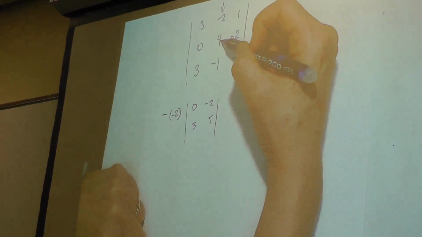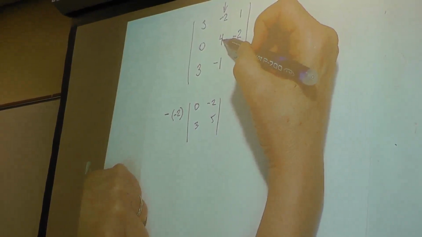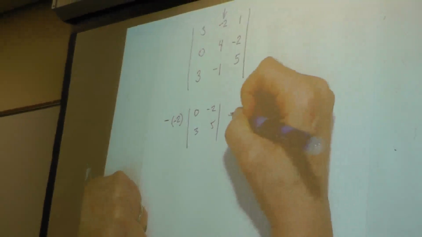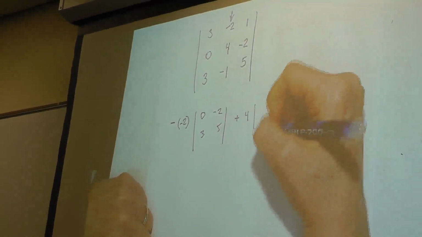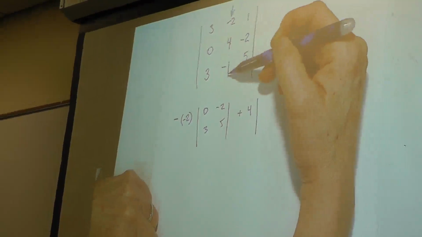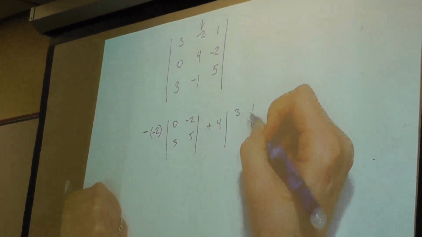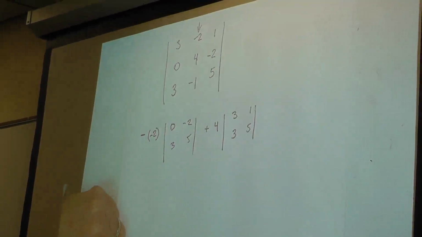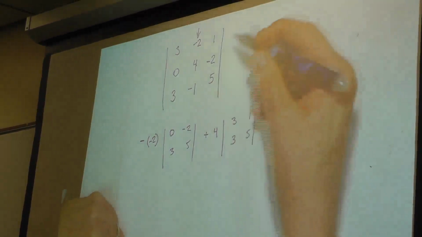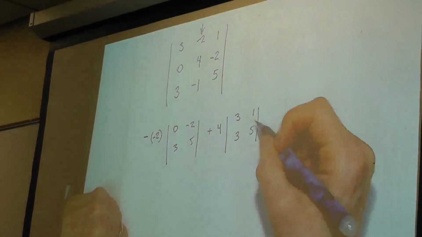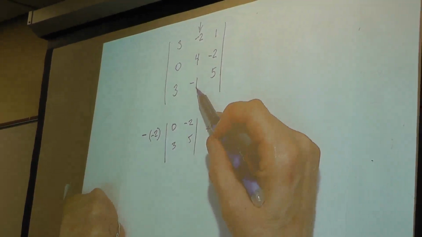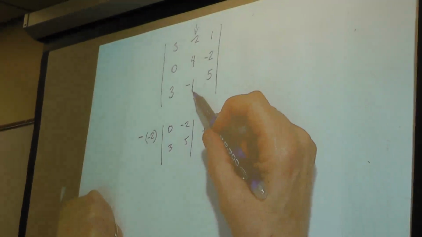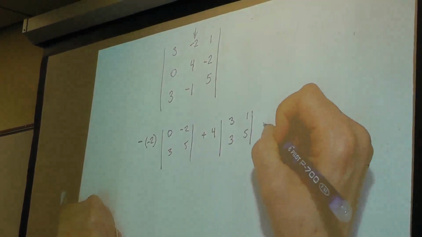I move down to 4. It's in position 2, 2. Keep its sign. Plus 4. Wipe out its row and column. I have the 4 corners left. And then -1. That's in 3rd row, 2nd column, so I need to change its sign from a -1 to a +1.